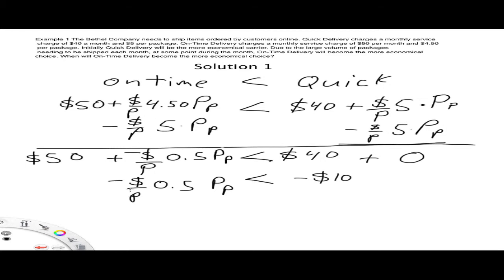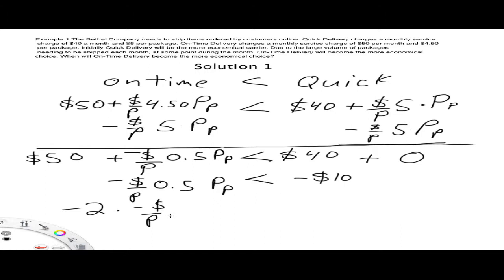So now I've got to multiply by the reciprocal of 0.5. 0.5 is 1/2. The reciprocal of 1/2 is 2. So I'm going to multiply both sides of the equation by 2, or I could have divided both sides by 0.5. Either way is going to work. So 0.5 over 0.5 is 1. 2 times 0.5 is 1, so it's going to work out. So I've got a negative 2 times a negative dollars per package.